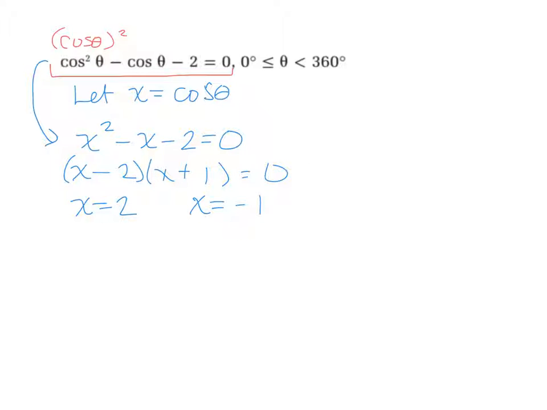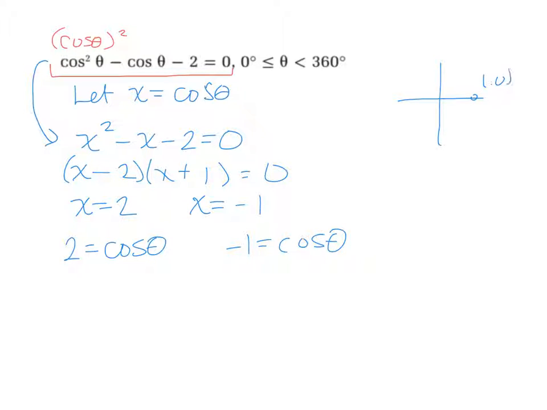So now I have to substitute that back into my made up equation, my x equals cosine theta, and we'll get 2 equals cosine theta and -1 equals cosine theta. And now those I can solve. Cosine theta equals 2 and cosine theta equals -1. We've probably seen before cosine theta equals -1. And we know if we have a -1, it's going to be one of those quadrantal angles.